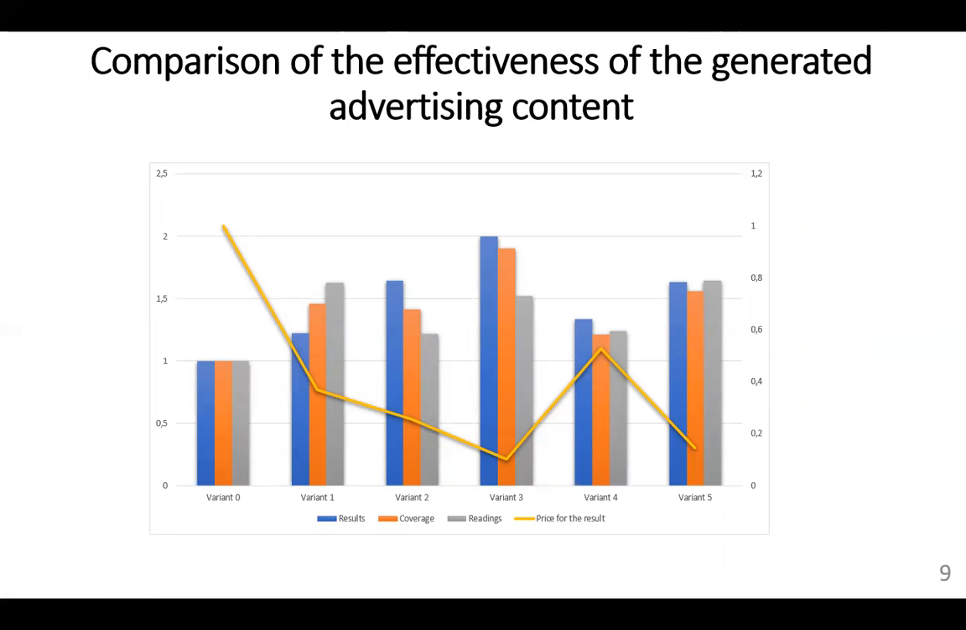Advertising performed best in option 3. Option 3 was the cheapest advertising. It performed 100% better than option 0. Option 3 performed best in all indicators. Namely, the coverage is 90% better than option 1 and 52% better in terms of the number of impressions. It also reduced the price of the result by 90% in option 3.